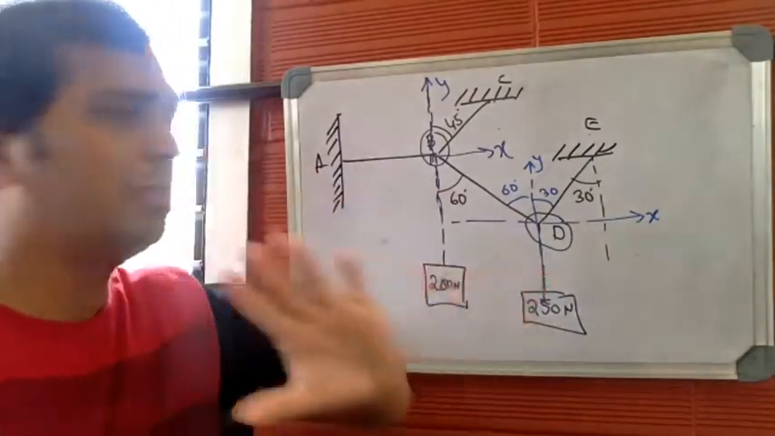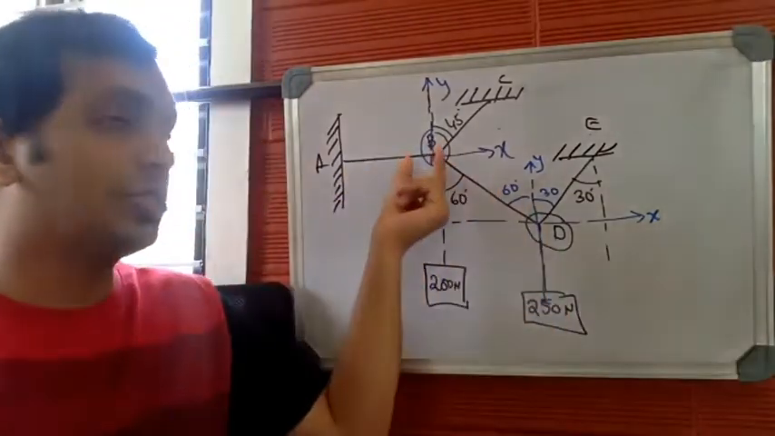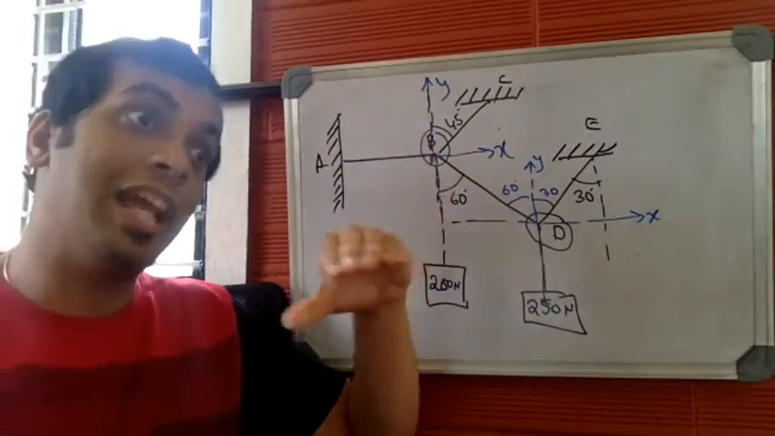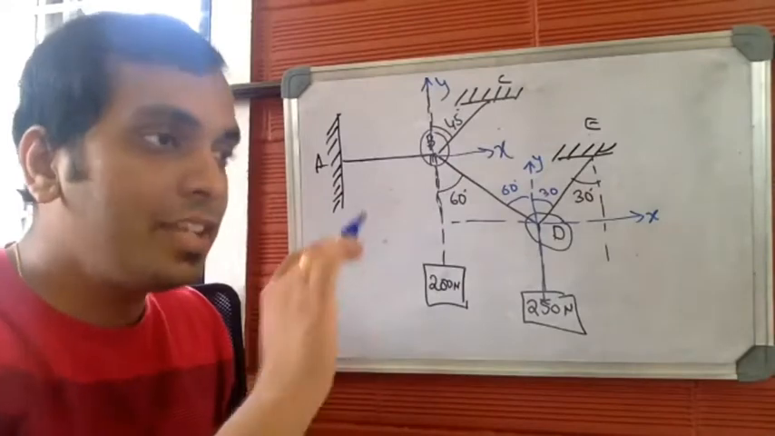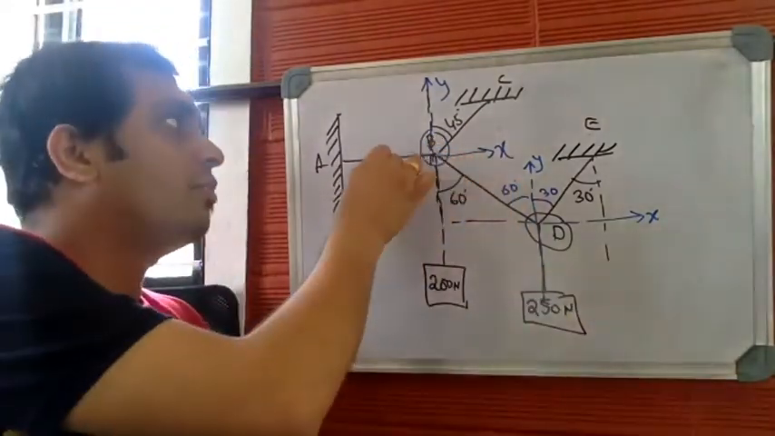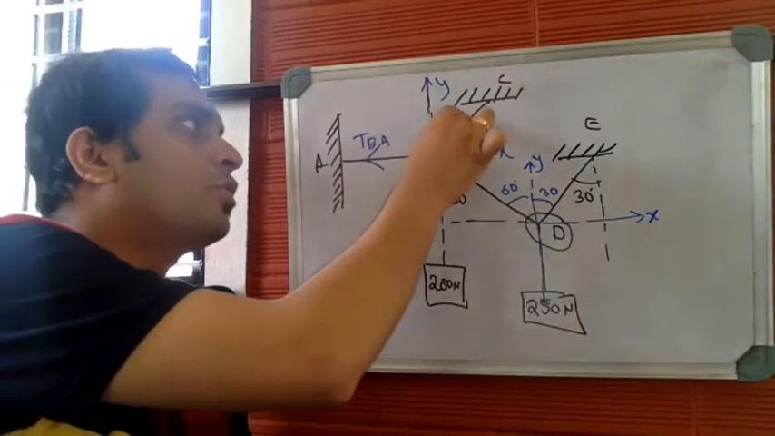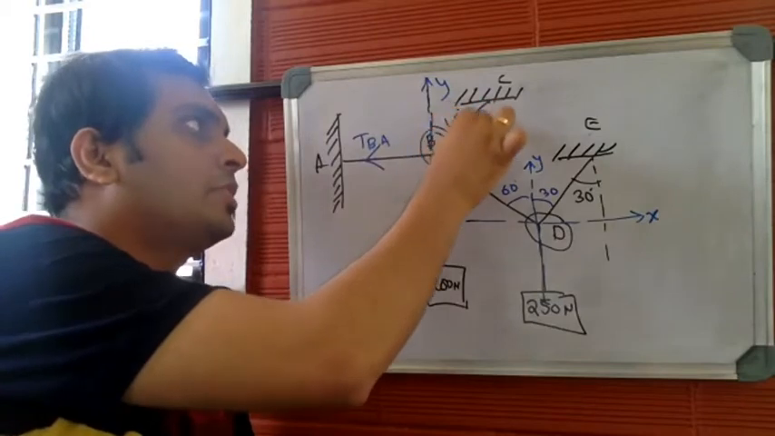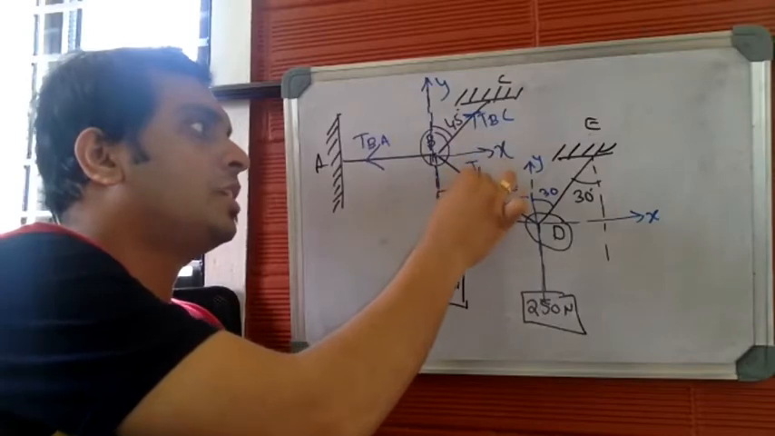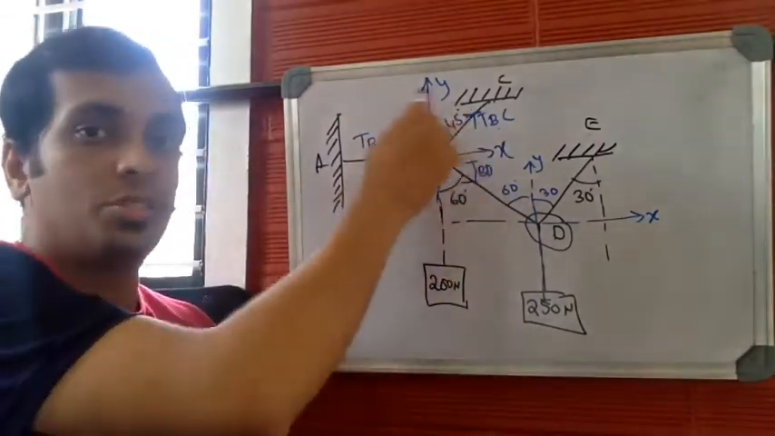In step number three, you will be marking the forces. How to mark the forces? It's very simple again. All the forces along all the cable segments will be moving away from the junction point. Let us consider each junction point. You just have two junction points here. This is junction point B. Force will move away from the junction point. This will be T B A. Force will move away from the junction point. This will be T B C. Force will move away from the junction point. This will be T B D. So we have completed marking of all the forces through the junction.